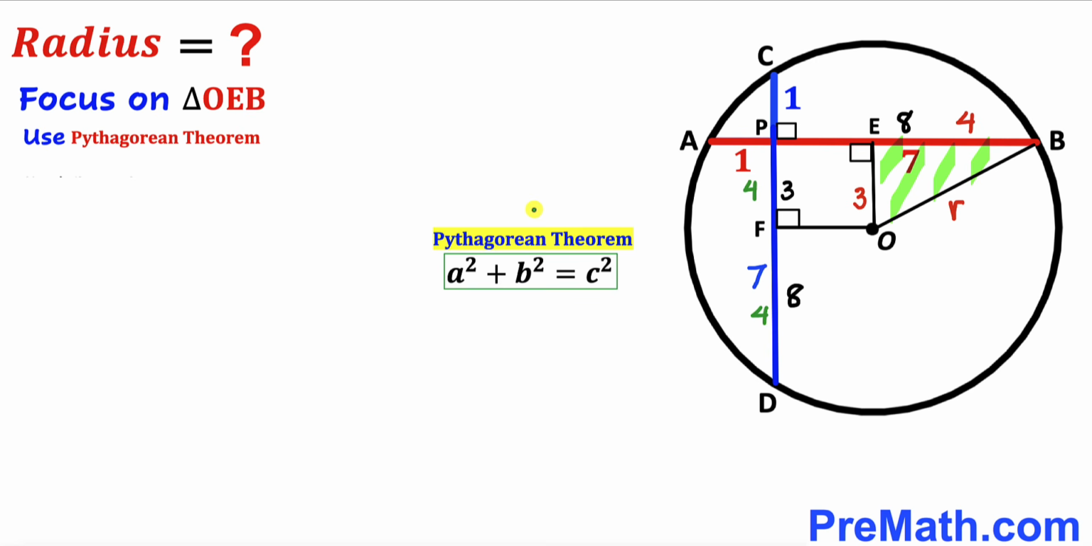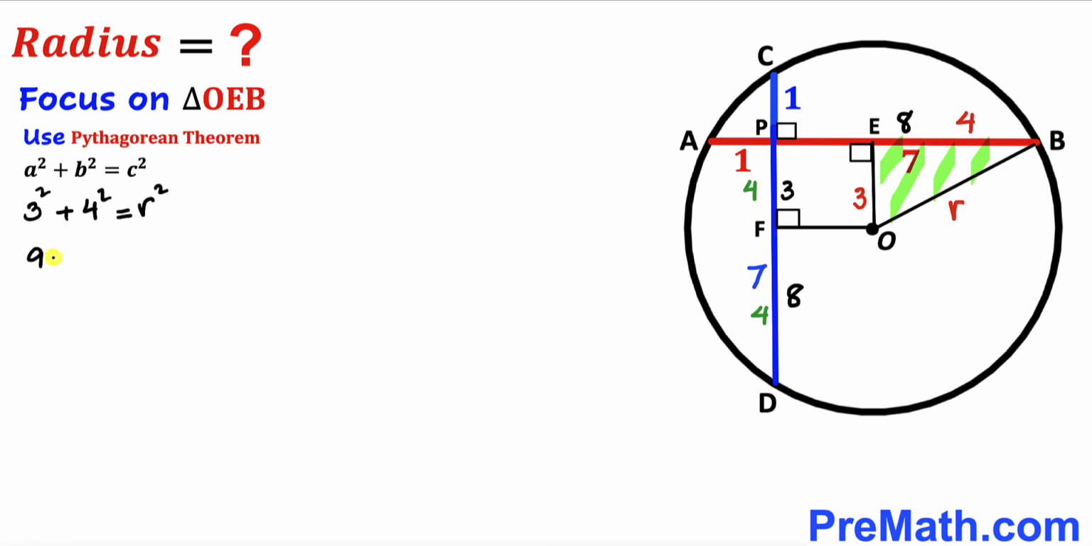Here's our Pythagorean theorem: a square plus b square equals c square. In our case, our hypotenuse is radius lowercase r, whereas our two other legs are 3 and 4. Let's fill in the blanks in this Pythagorean formula. We get 3 square plus 4 square equals lowercase r square. Let's simplify. We're going to get 9 plus 16 equals r square, so r square is going to be 25. Now I'm going to undo this square by taking the square root on both sides. So our radius lowercase r value simply turns out to be positive 5 units.